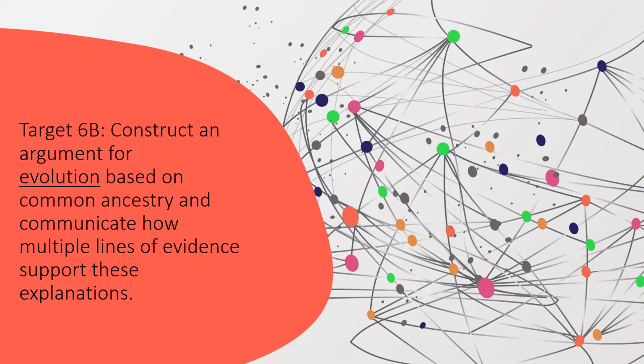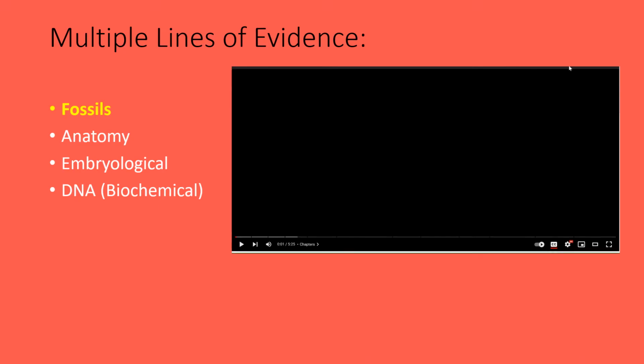When it talks about common ancestry, we're talking about how different organisms relate to each other. So how is one organism related to another? Are they closely related? Are they distantly related? That's what we're trying to see. Okay, so the first piece of evidence that we're going to look at is fossils. So we're going to watch this video about fossil evidence and how we use that to look at how different organisms are related to each other.